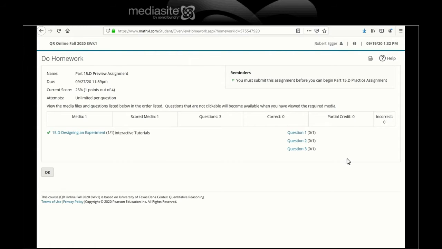Now you should have gone back and looked up blocking, to get a more thorough definition and some examples of them. But here now, I want to look at questions 1 through 3. So let's go do them. Question 1 of Lesson 15D, Designing an Experiment.